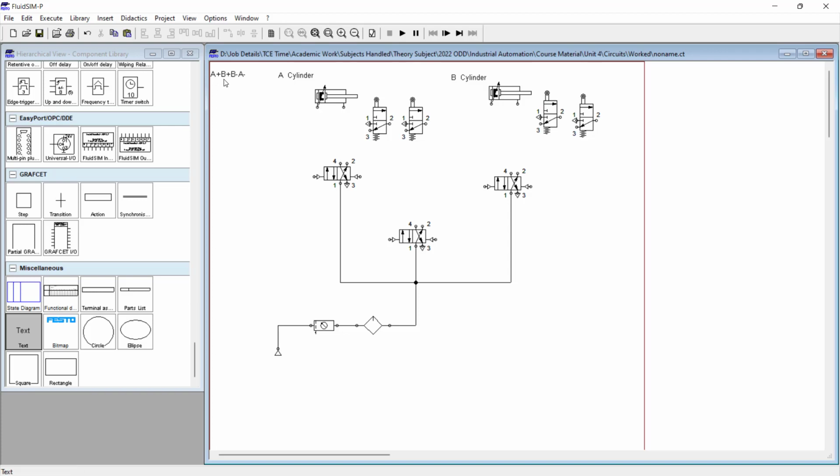Take an example: A plus, B plus, B minus, A minus means I am going to do a drilling operation. A cylinder extend means the cylinder is going to extend and clamp the workpiece. B cylinder extend means the B cylinder is going to extend and start the drilling process. B cylinder retract means after drilling the B cylinder will retract. And A cylinder retract means after drilling, the A cylinder retracts and releases the clamp to take the workpiece.